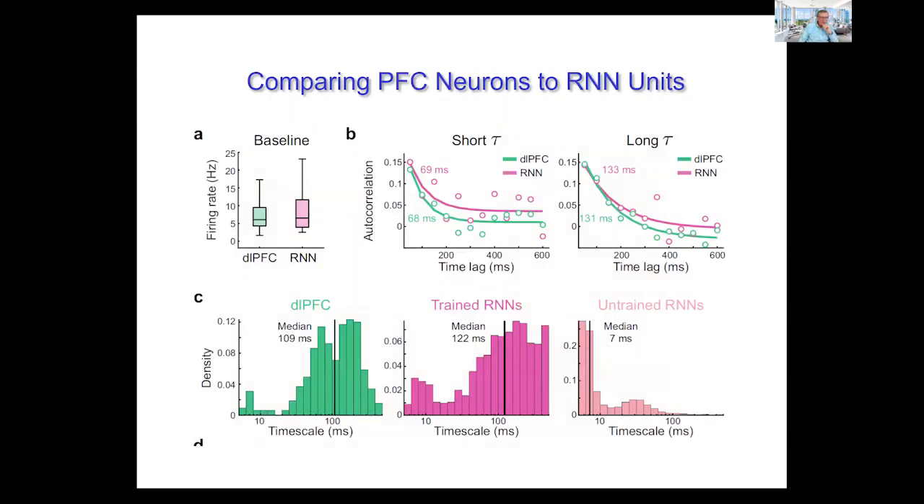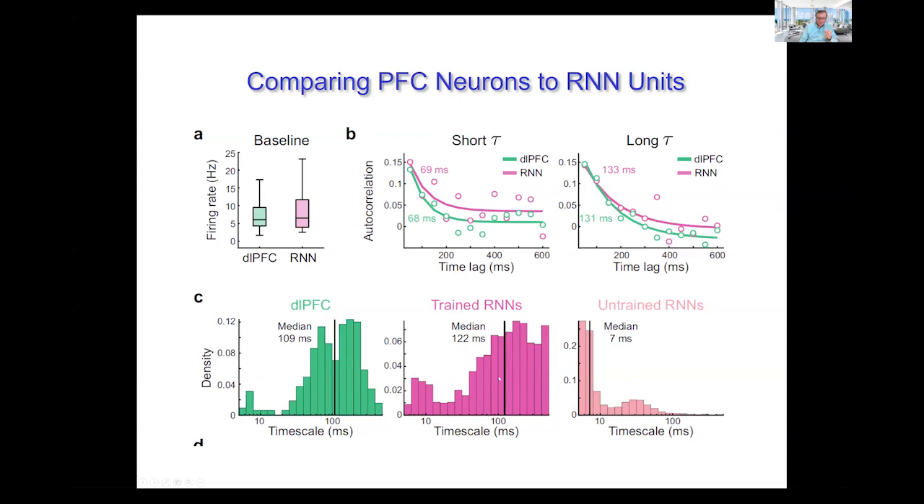So first of all, let's look at the experimental data, dorsolateral prefrontal cortex. And here's, for each of the neurons, what was the time constant? And you can see the distribution here. The median is 100 milliseconds, and there are some longer and some shorter. So we broke it into two groups, the shorter and the longer. And now we're comparing it to the trained neural network.